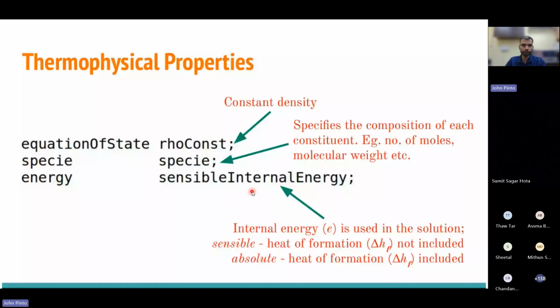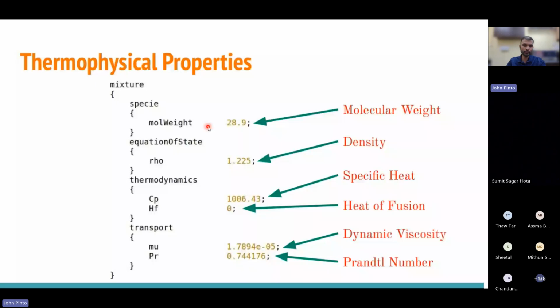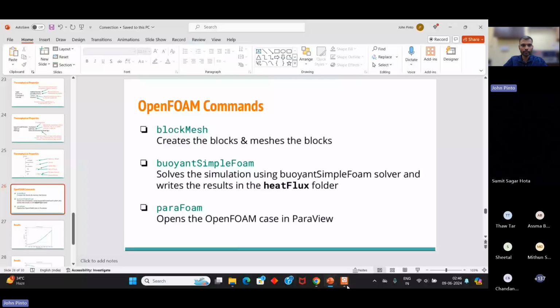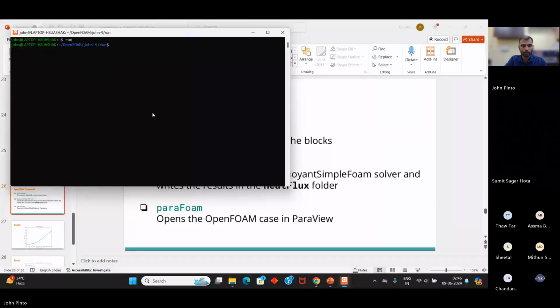Now for the mixture, we have given the molecular weight, because we are considering air, the molecular weight is 28.9. The density we have specified, the thermodynamic properties, and the diffusivity as it was given earlier, those values have been specified. Now how to run this case, you need to do first meshing, then run buoyantSimpleFoam and paraFoam. I have already run this case, so I will directly go to that case. Okay.